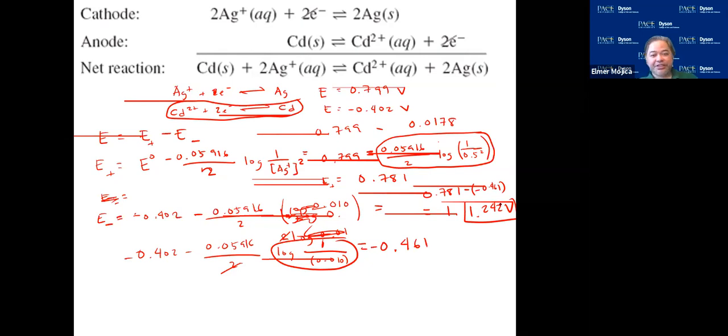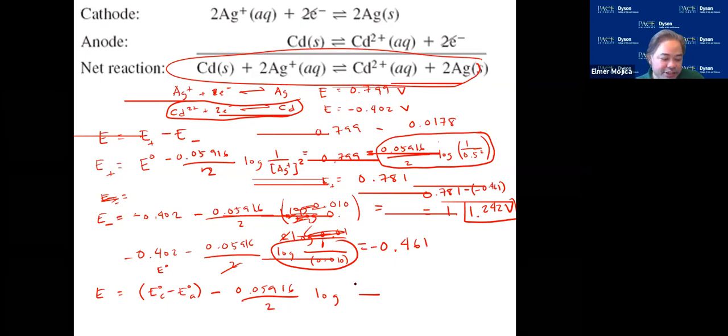Now, I can make a shortcut out of it. Okay. So what is my shortcut? So I have here E, and the way that I do it here is the E cathode minus the E anode to give me my standard E. And then I'm going to put this thing 0.05916 divided by 2 and then log. I'm going to use this reaction here. So which will I put in the numerator? I can put the cadmium there because that's the one in the product, and the silver here.